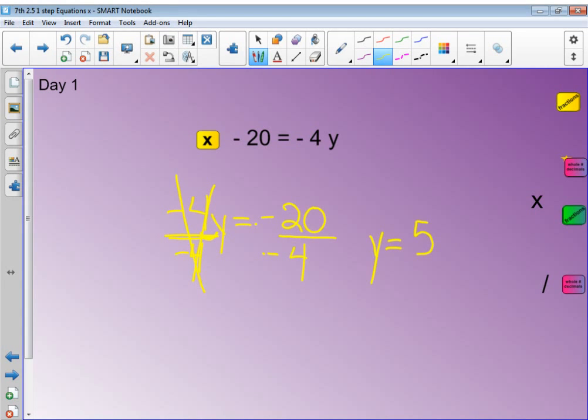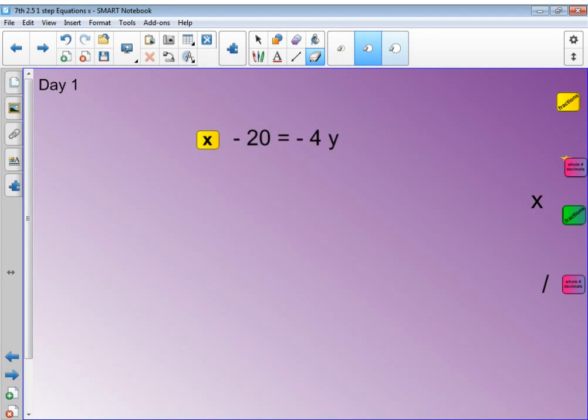If we substitute 5 in place of y, negative 4 times 5 does give us negative 20. So we solved this one correctly. Okay, so we're going to practice a couple more of those.